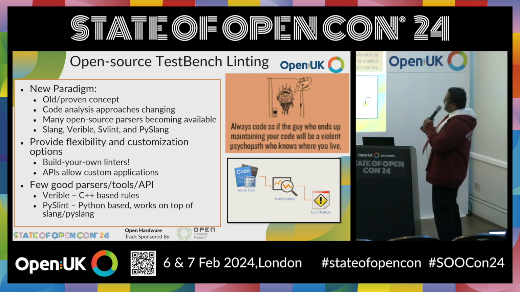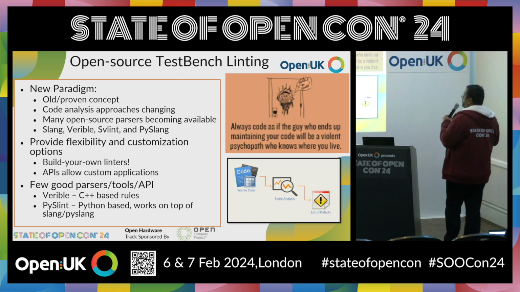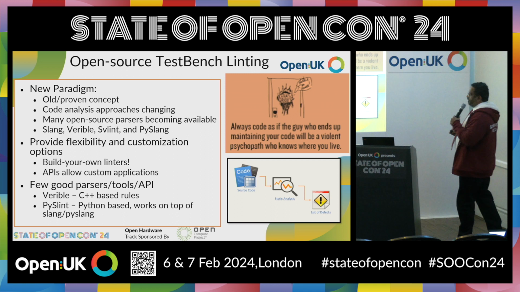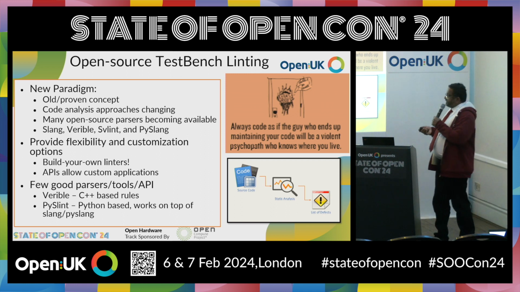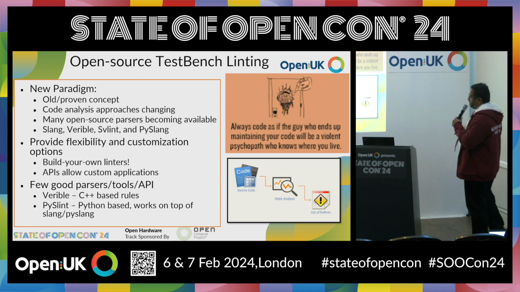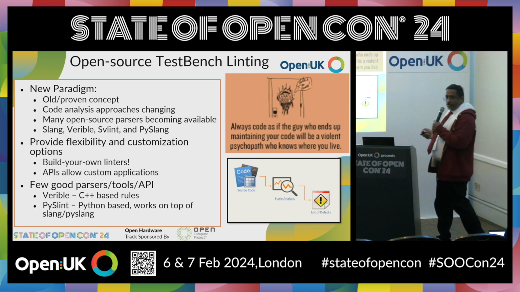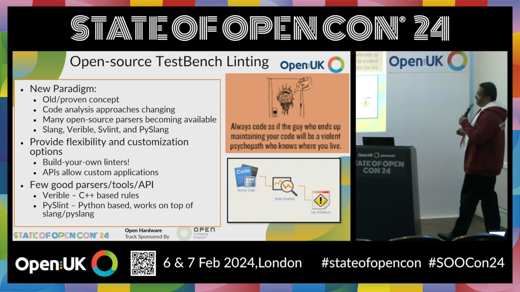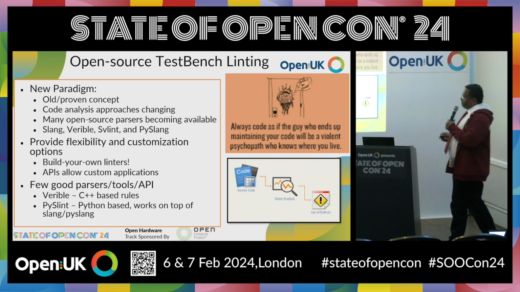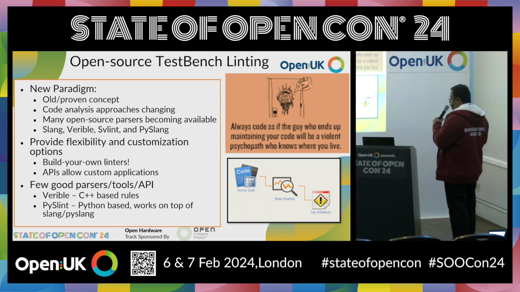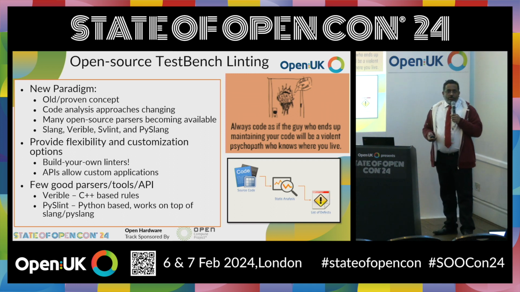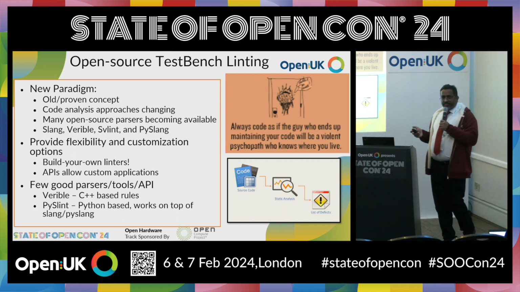So the code analysis approaches are changing. Now, there are open source parsers available. Some of it, Greg also mentioned, Verible is from Google. It's a C++-based parser. PySlang is Python-based; Slang stands for SystemVerilog Language Parser and Compiler. And we built on top of this, and we call it PySlint. So the idea is we don't want to sell you a tool. We want to rather enable you to build your own linters with some case studies that we would give you.